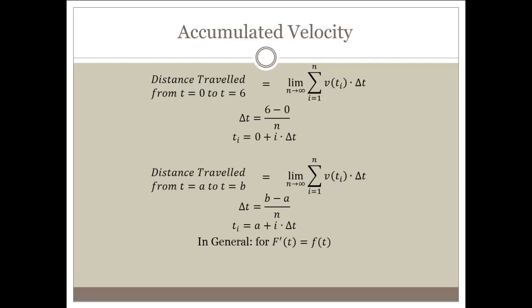To make this most general, we want to look at capital F, whose derivative is little f. Here, in the general sense, the change in F of t from t equals a to t equals b is given as the limit as n goes to infinity of the sum from i equals 1 to n of f of ti times delta t, where delta t is just as above, (b minus a) over n, and ti is a plus i times delta t.